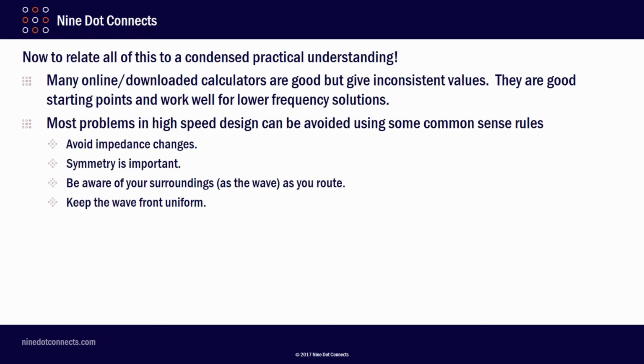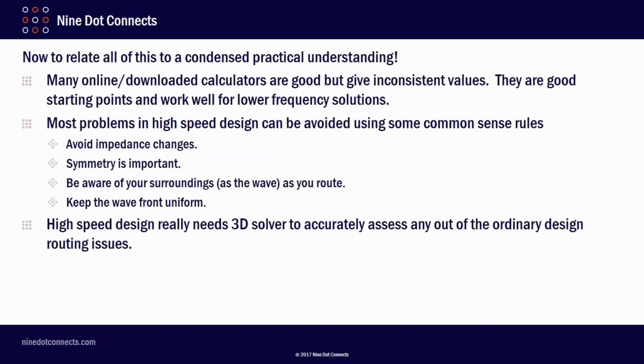A lot of the problems that you're going to run into in high-speed design can be avoided using some common sense rules. Avoid impedance changes. Symmetry is important. Be aware of your surroundings as you route. And keep the wavefront uniform. For high-speed designs, ultimately, your best bet is to use a 3D solver, because that can accurately assess any out-of-the-ordinary routing issues.